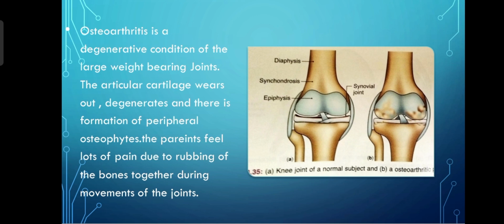Osteoarthritis is a degenerative condition of the large weight bearing joints. The articular cartilage wears out, degenerates, and there is formation of peripheral osteophytes. The patient feels lots of pain due to rubbing of the bones together during movement of the joint. We can see on the right side of this slide, A is knee joint of a normal subject and B is an osteoarthritis knee joint. So that is all about the joints.